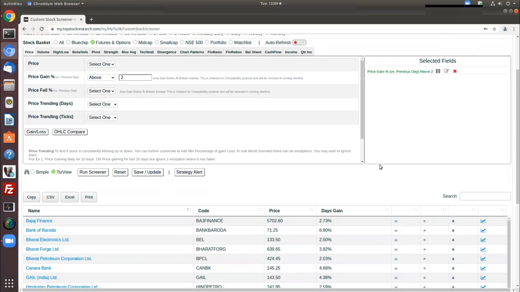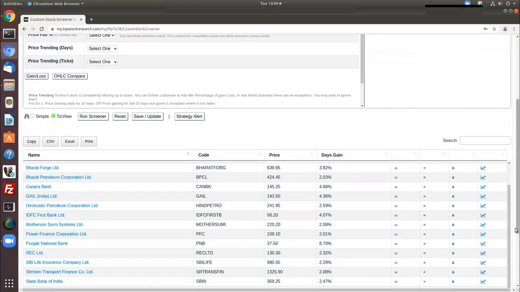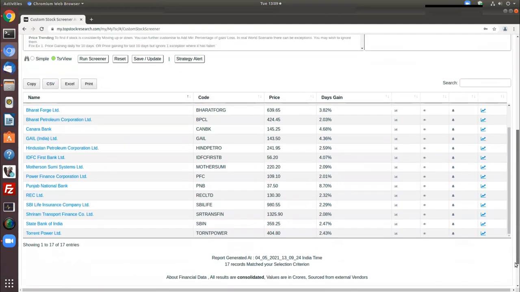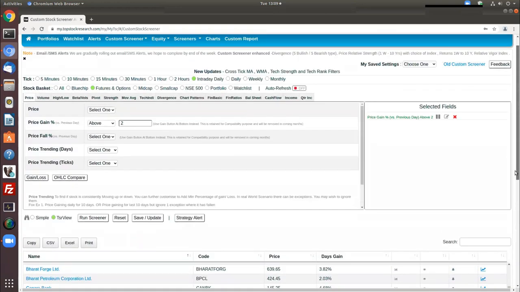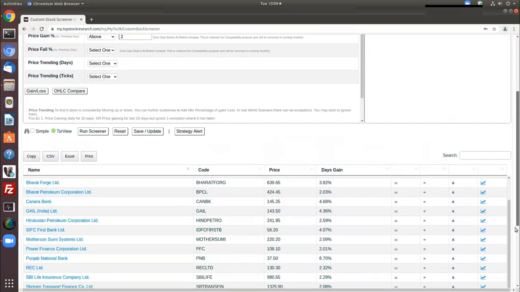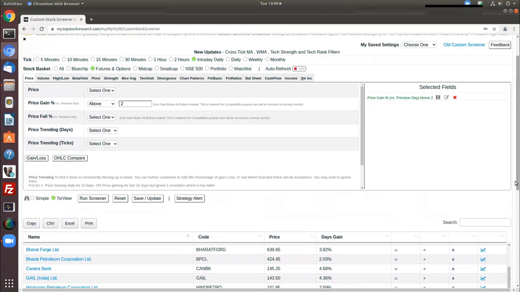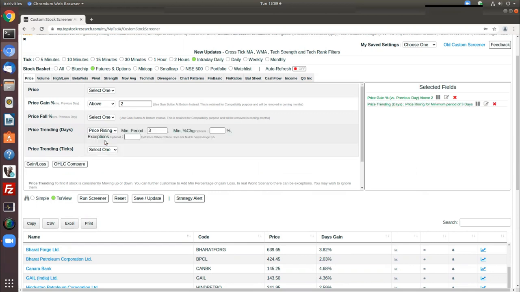So we see that there are quite a few stocks, 17 stocks in fact, in the future and options category, which are more than 2%. So basically, depending on what you select here is also highlighted here as one of the columns. Now, let's also see that we are looking for stocks rising for a minimum of 3 days. Let's see if we are lucky to get any.